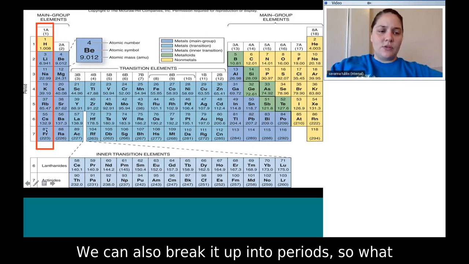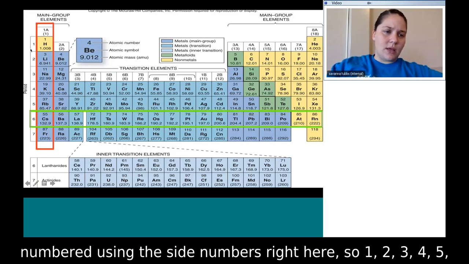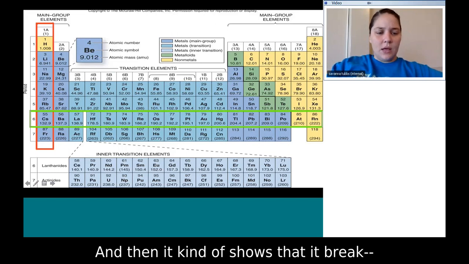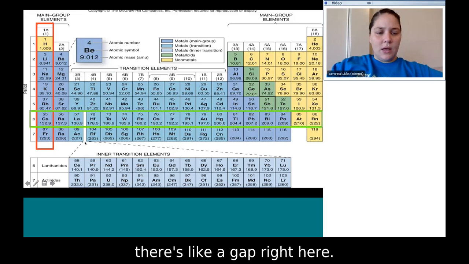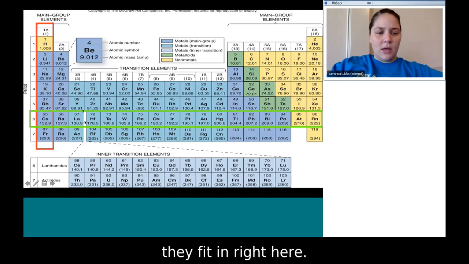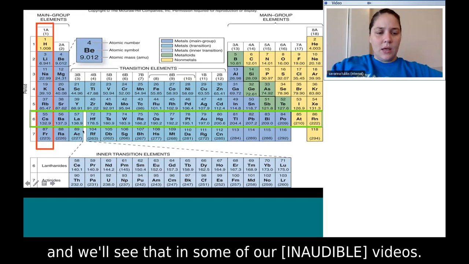We can also break it up into periods, so what we would consider a row. The periods are numbered using these side numbers right here. So 1, 2, 3, 4, 5, 6, 7, and then it shows that there's a gap right here. These inner transition elements down at the bottom fit in right here. But there is a purpose for them being farther down, and we'll see that in some of our videos.